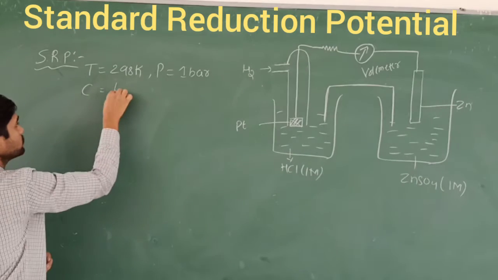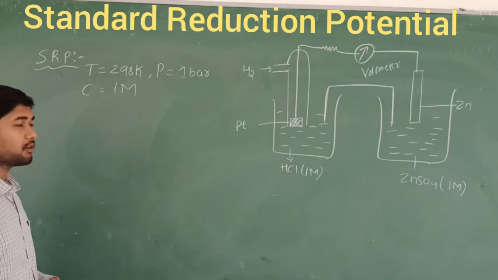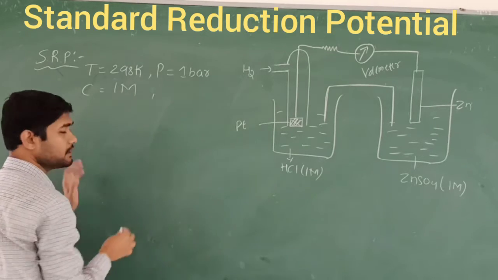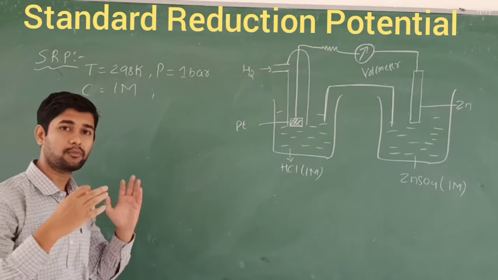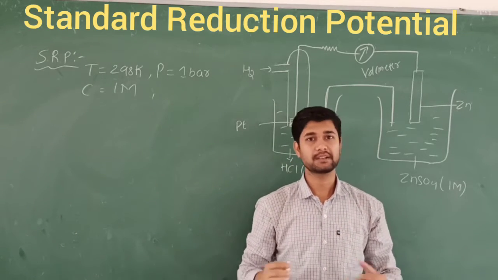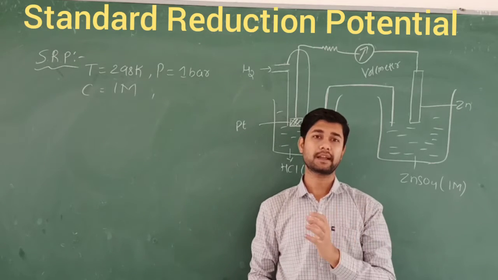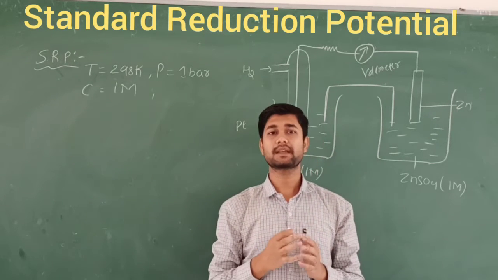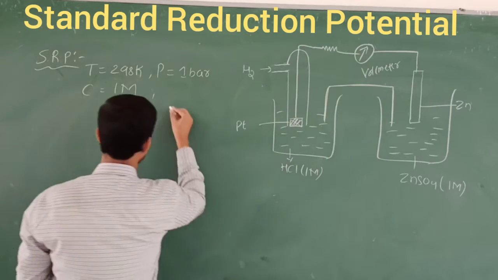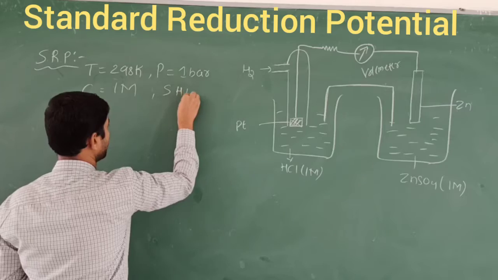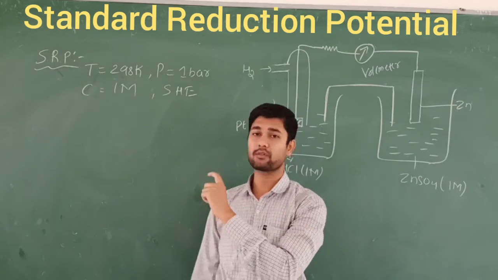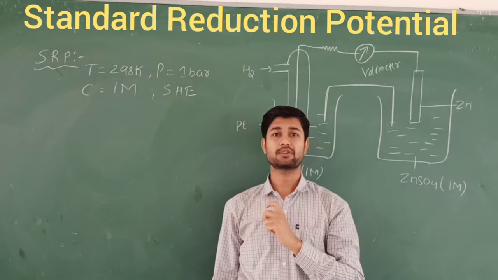There should be a 1 molar concentration. Along with this, one more property tells us that if you are going to measure any standard reduction potential, we are going to take one reference point, that is nothing but the SHE, the standard hydrogen electrode. If we are going to measure any standard reduction potential, there must be a reference, called the standard hydrogen electrode. Only then are we going to measure the standard reduction potential of any metal.